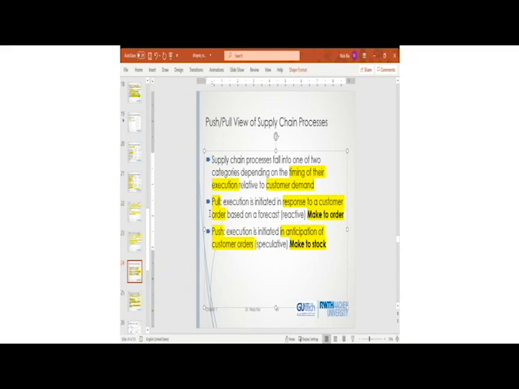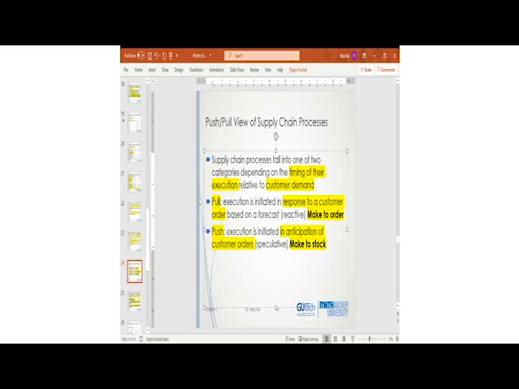In the other view, the product is pulling you to start the process. I think that way will maybe be an easy way to memorize the concept. So when the customer is pulling you to start the operation, that would be pull view. When you are pushing your product to the customer to purchase, that would be a kind of push view.